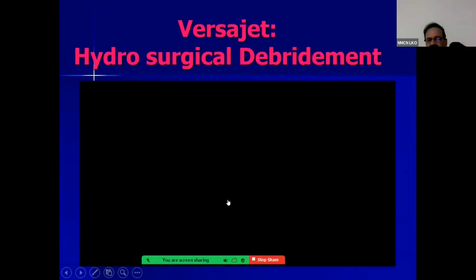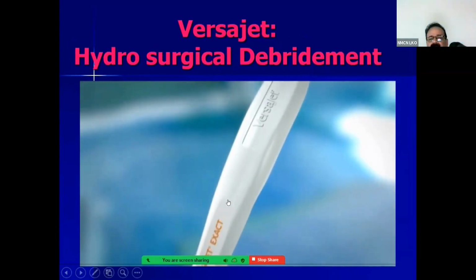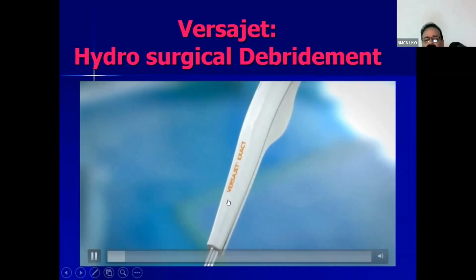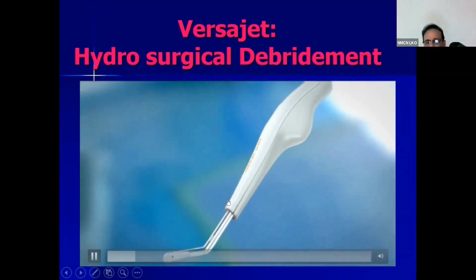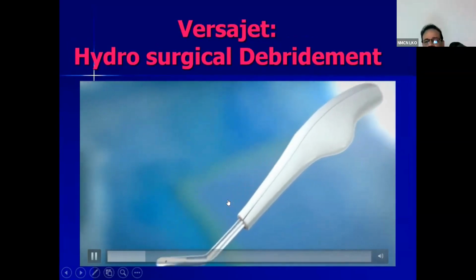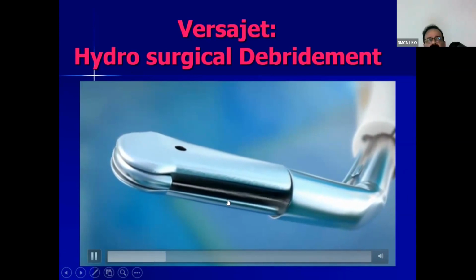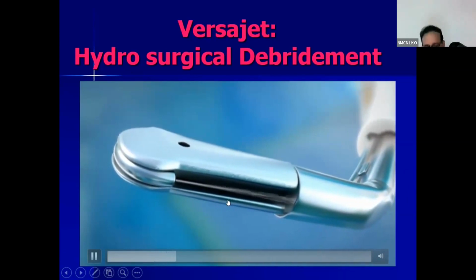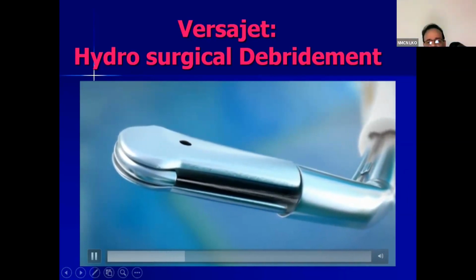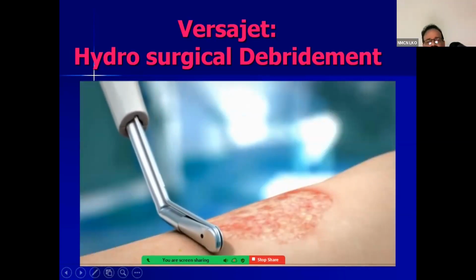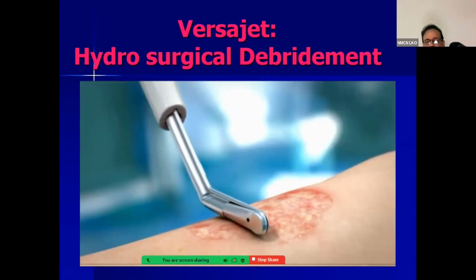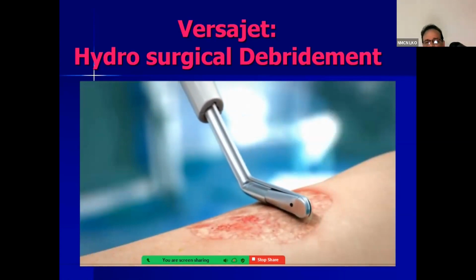Then comes the VersaJet, which has a hydrosurgical debridement technique. VersaJet is a handheld device used for surgical debridement, in which a high-velocity stream of sterile fluid jets across the operating window and into an evacuation tube. VersaJet's Venturi effect creates a localized vacuum. This holds and cuts tissue while aspirating debris from the site.